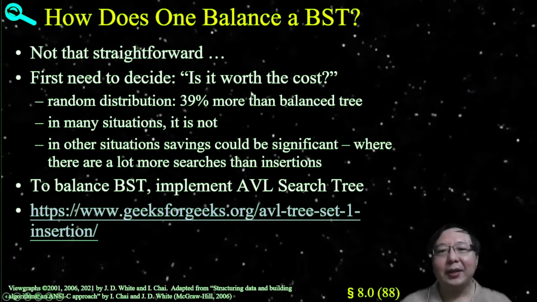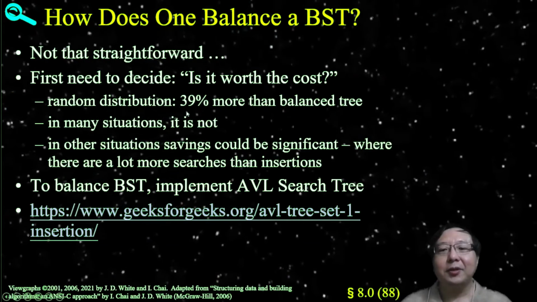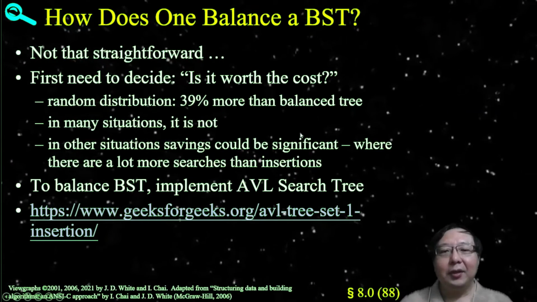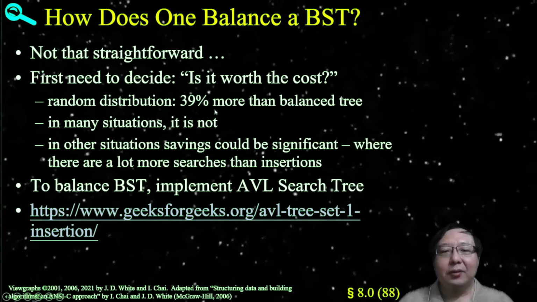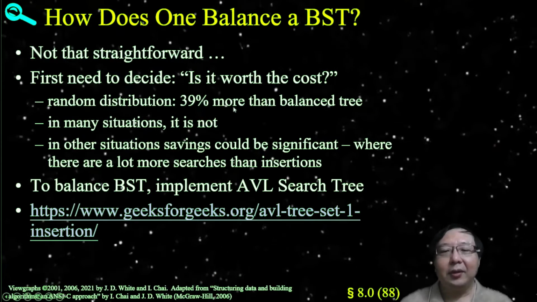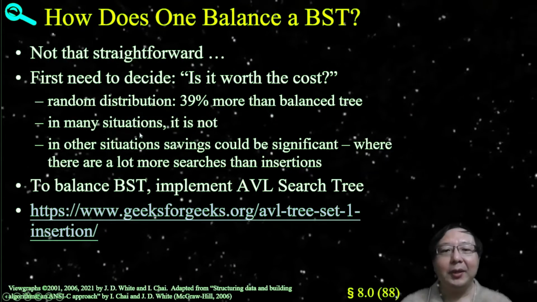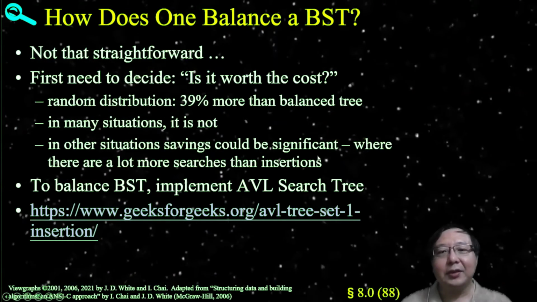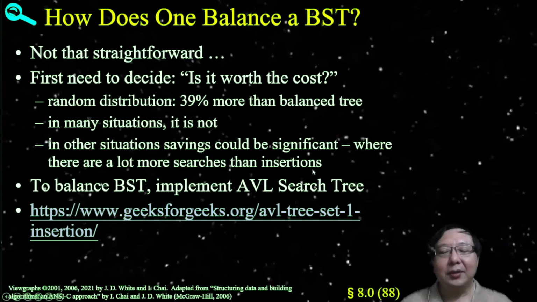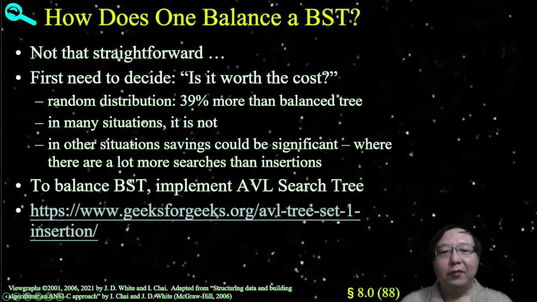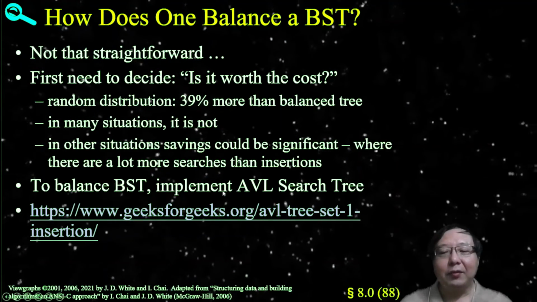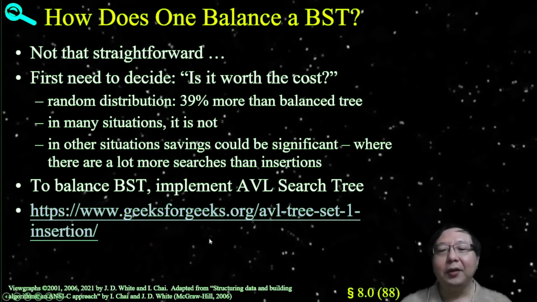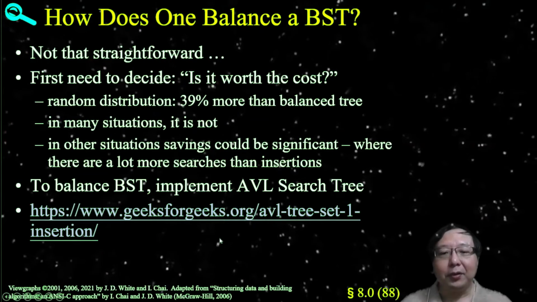You first need to decide, is it worth the cost? Because if you have a random distribution, it'll cost 39% more than a balanced tree. And in many cases, that's not significant. In other situations, savings could be significant, for example, when there are a lot more searches than insertions. So if you want to learn how to balance a tree, you would have to implement an AVL search tree, and I give you a link here that you can explore and learn how to balance a tree if you want to do it.